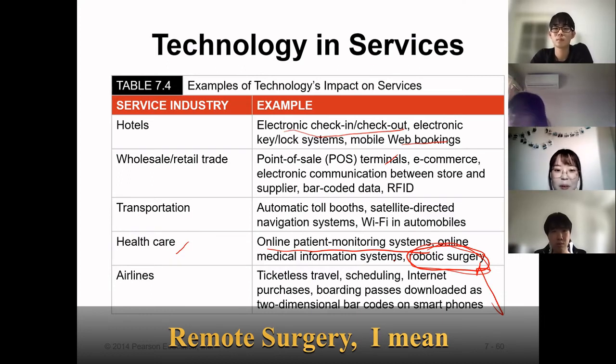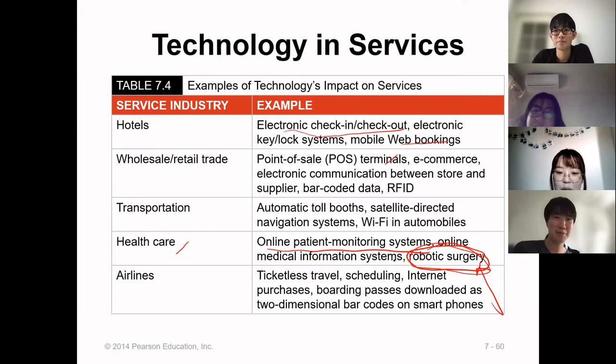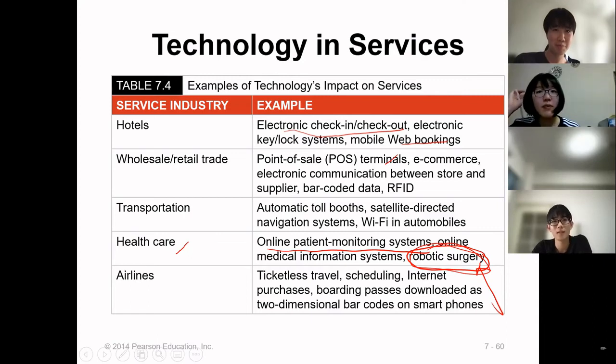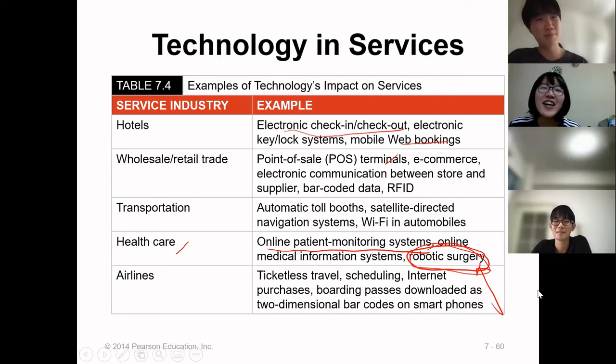Shota, you want robotic surgery? No, I prefer the doctor. It's okay. Have you met him now?